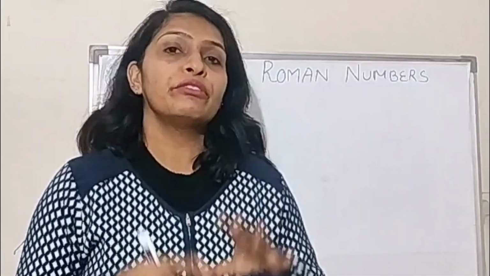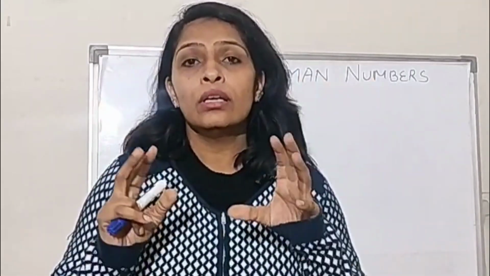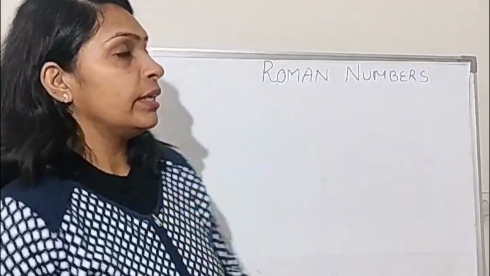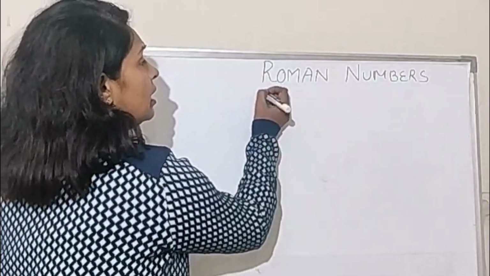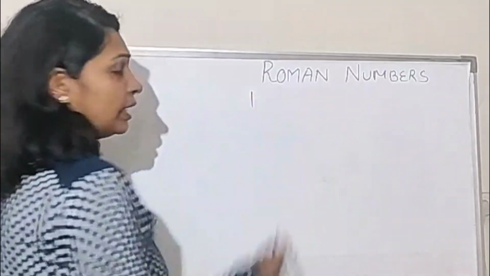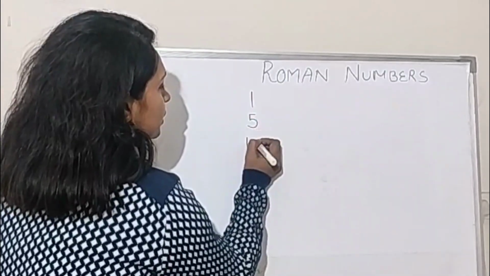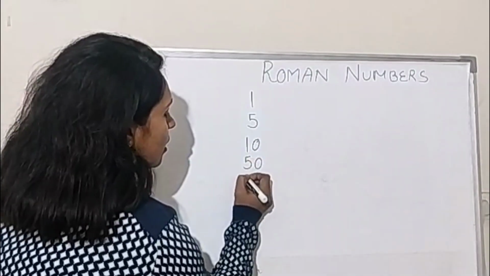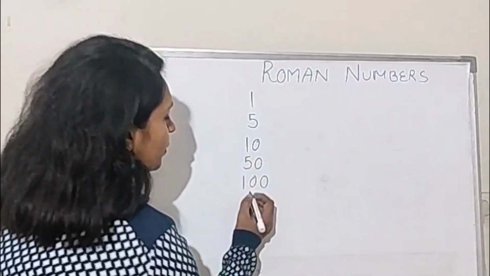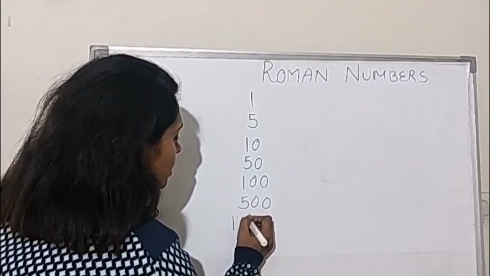As I mentioned, we need to understand 7 symbols in order to understand the whole number system the Romans used. So here we just have to focus on these. Let's see if you can remember. First is 1, then we have 5, then 10, 50, 100, 500, and the last is 1000.